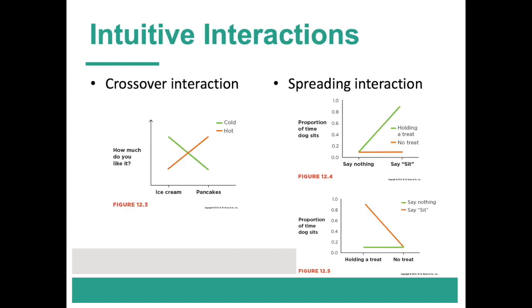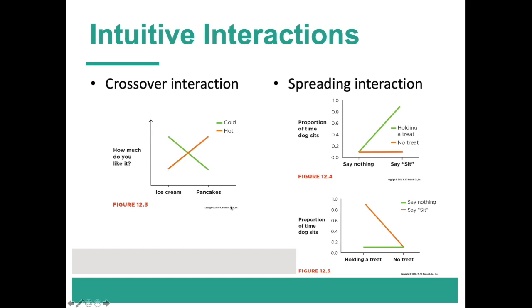So when we talk about an interaction, it means the effect of something depends on some other variable. So for example, we're looking at how much you like it. We have ice cream and pancakes. And then the other grouping variables, so the first one is ice cream or pancakes. That's one variable. The other variable is either hot or cold. And so ice cream is generally a lot better when it's cold than when it's hot.